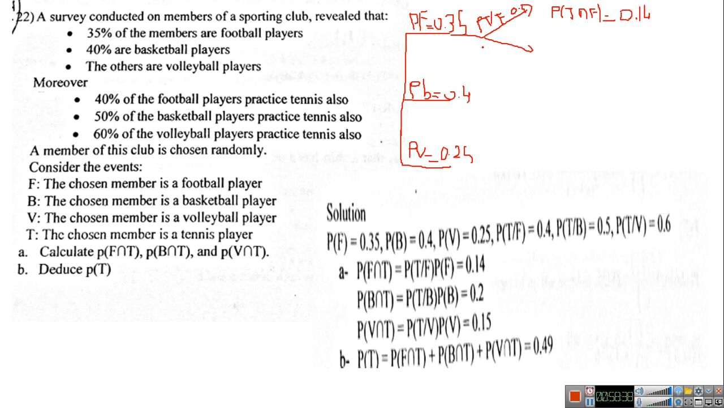Here, the complement, P of T bar knowing F is 0.6. So T bar intersecting F is 0.6 times 0.35. The answer will be 0.21.